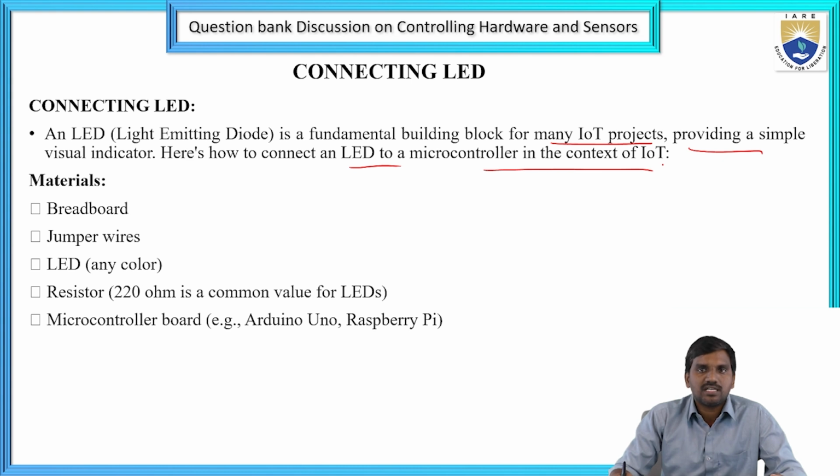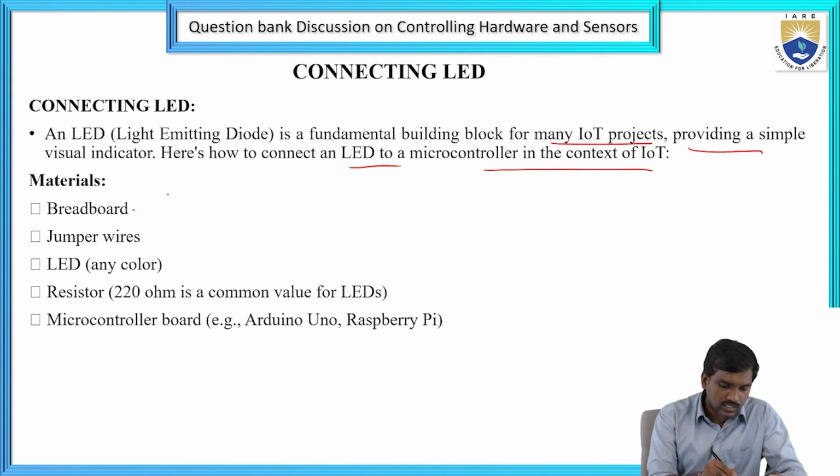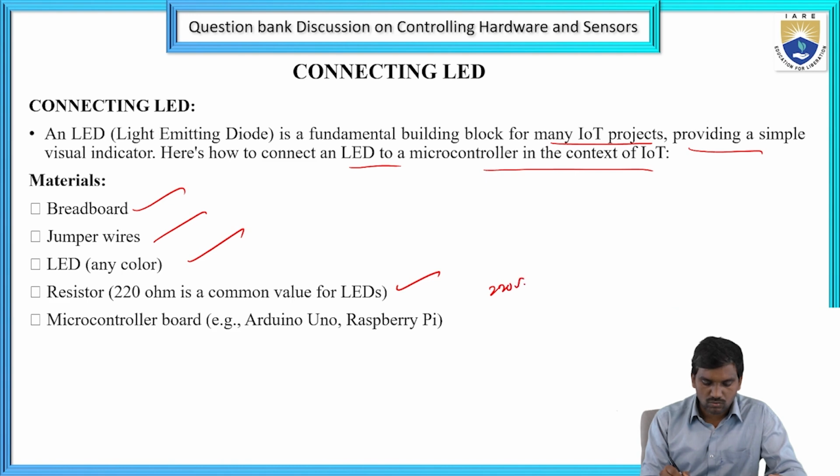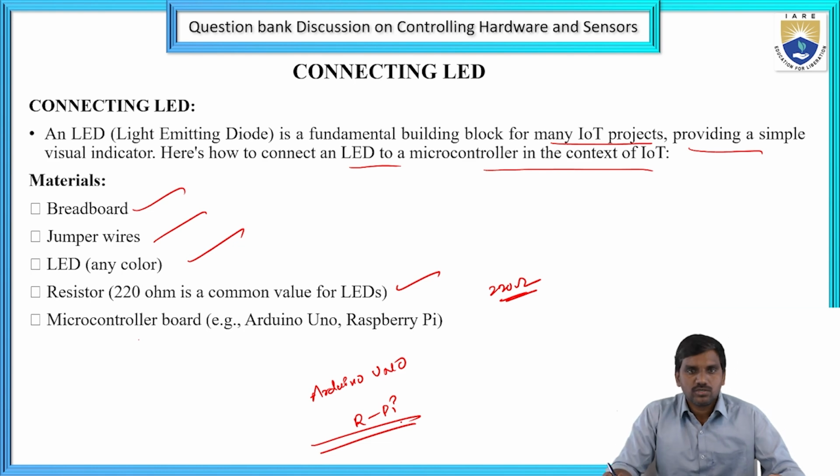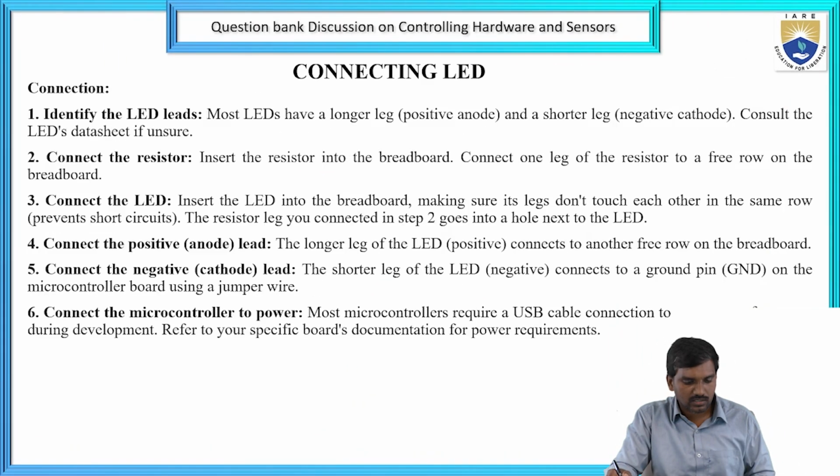What are the materials needed in order to connect? Breadboard, jumper wires, an LED, a resistor of 220 ohms, a common value for LEDs, and a microcontroller board like Arduino Uno and Raspberry Pi. So these are the two microcontroller boards we need. These are the materials to connect the device.